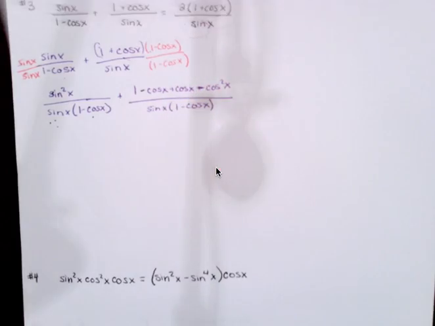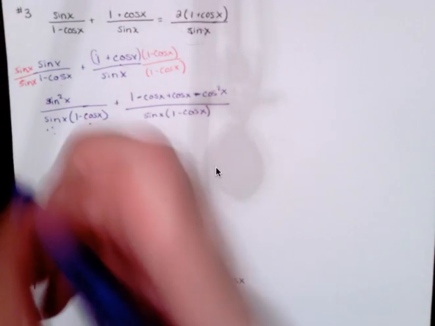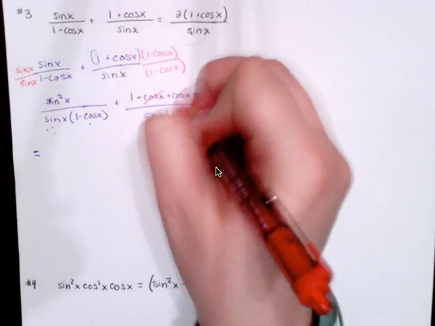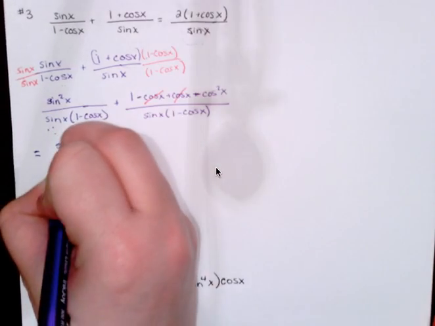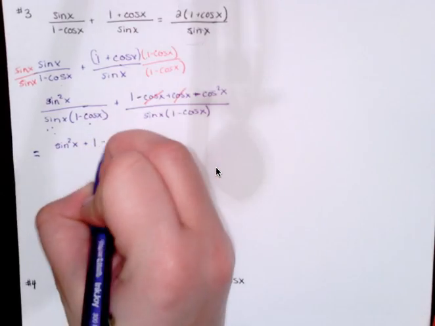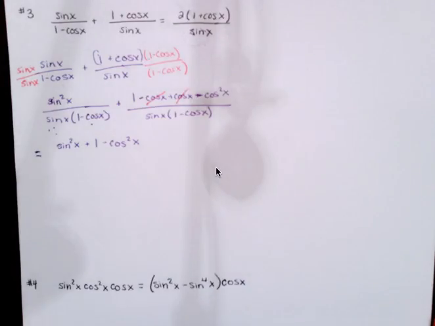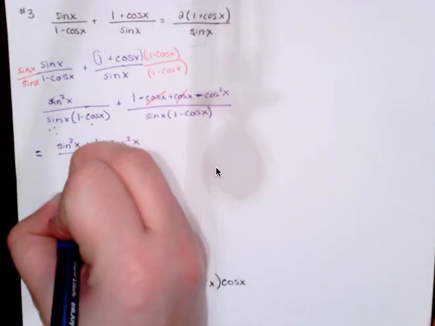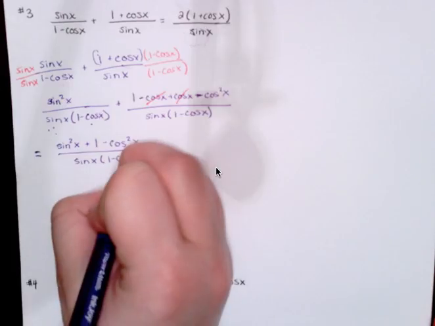So I just got common denominators. Now that I have the common denominator, I can combine them. So I'm going to do a couple steps at once, which you can do. We know these are going to cancel out, so I'm going to cross them. Then I'm going to get sine squared. I have the same denominator, so I can add them. Plus 1 minus cosine squared x, all over sine of x, 1 minus cosine of x.